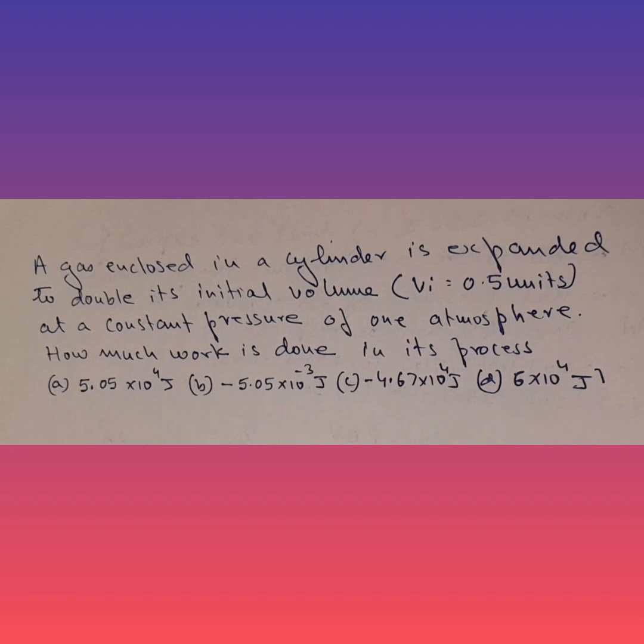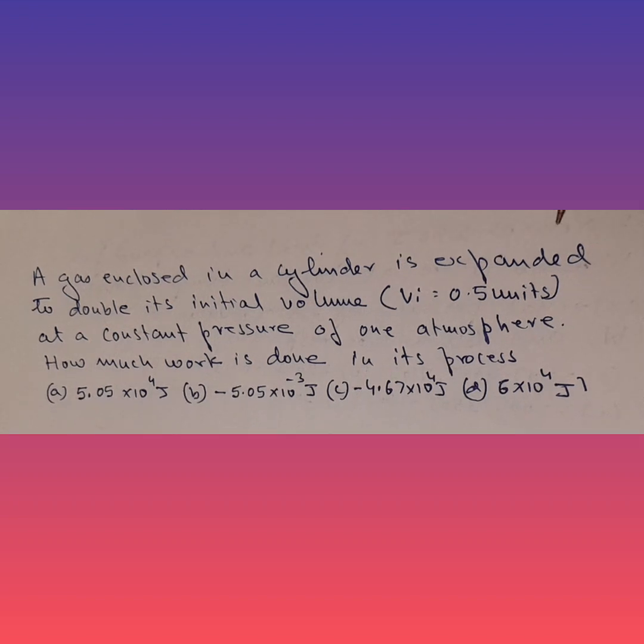Okay, now comes physics. A gas enclosed in a cylinder is expanded to double its initial volume, Vi is equal to 0.5 units, at a constant pressure of 1 atmosphere. How much work is done in this process? These are the options. Obviously it is expanded, volume is given, and constant pressure, 1 atmosphere, is given. So this definitely is pressure volume type of work. But keep in mind, this numerical has been asked in physics. So what changes come? Let's check it out. That's the main purpose of taking this numerical.